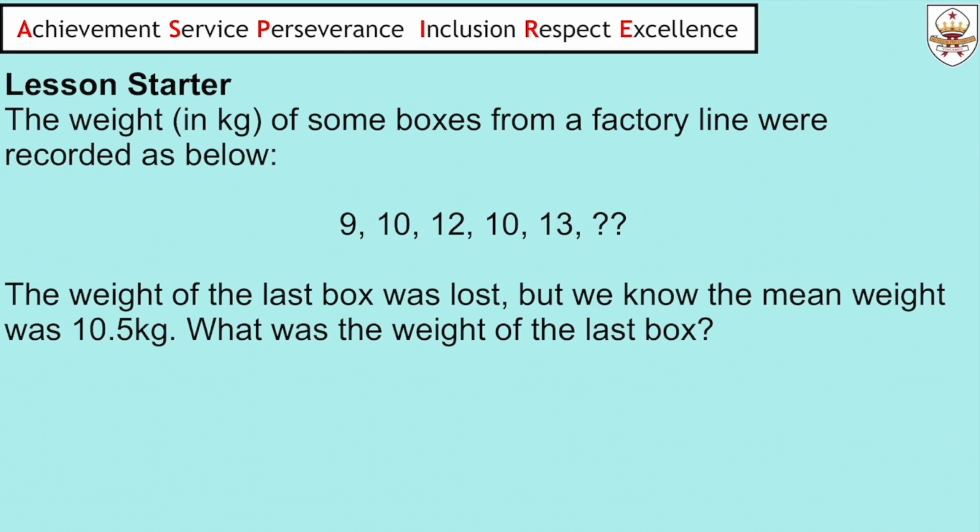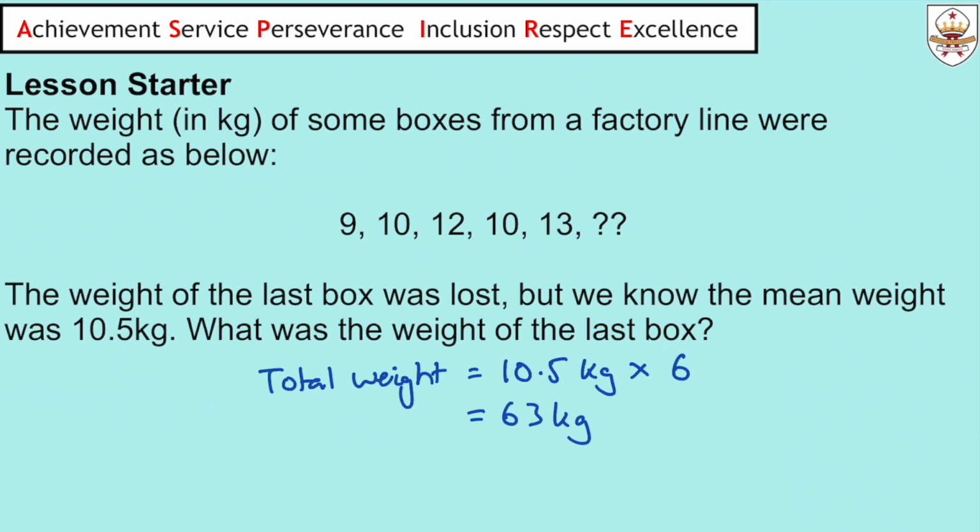what the total weight of all the boxes is going to be. Now, if we know the mean weight, the total weight must be equal to 10.5 kilograms, which is the mean weight, multiplied by 6, which is the total number of boxes. That gives us 63 kilograms.